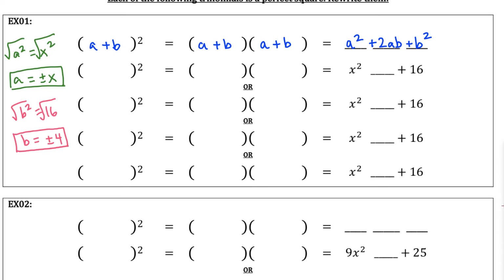Okay, so I'm going to write this down. So this can be positive x plus 4 squared, which is (x + 4) times (x + 4). x times x is x squared. 4 times 4 is 16. x times 4 is 4x, and 4 times x is 4x, so we get 8x.